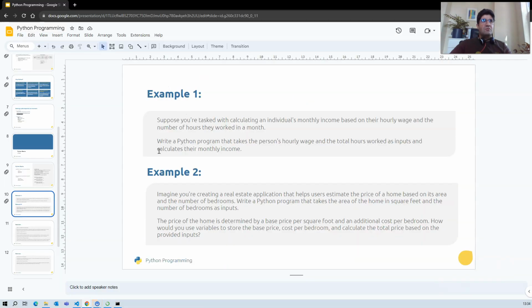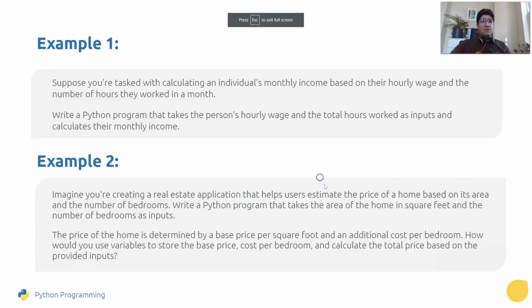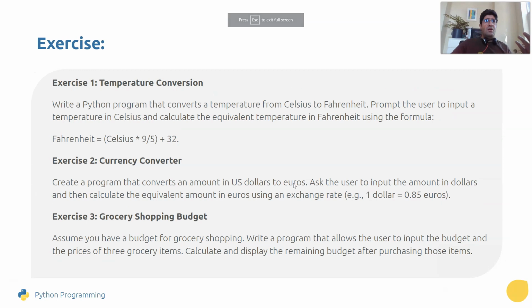Great. So this is a simple example for playing with the variables, and I want to just show you how to use those samples. So I think it will be really good for you to practice. These are some exercises that you can practice by yourself. The first one is temperature conversion, and you need to write a Python program to convert temperature from Celsius to Fahrenheit. And you need to ask the user to input temperature in Celsius and calculate the equivalent temperature in Fahrenheit.